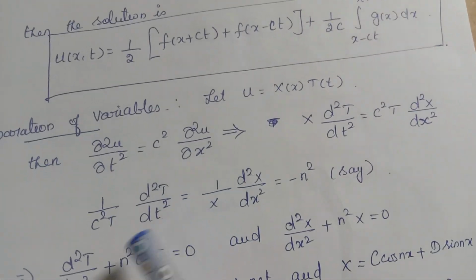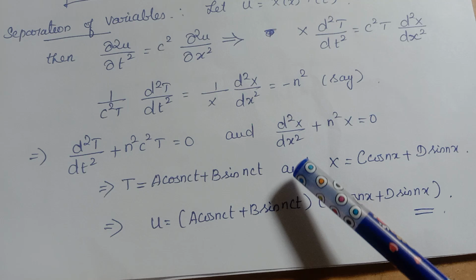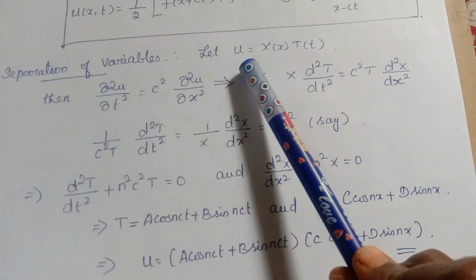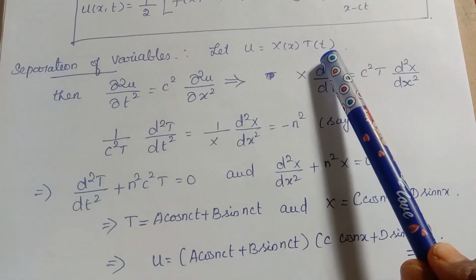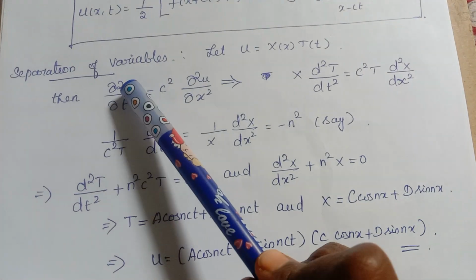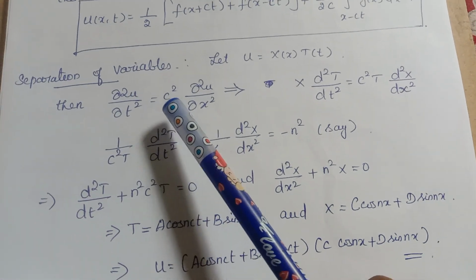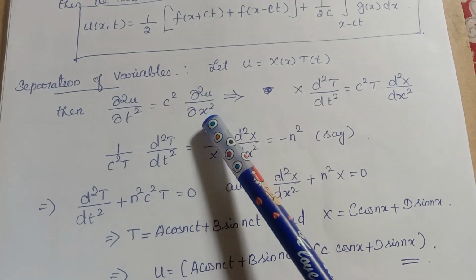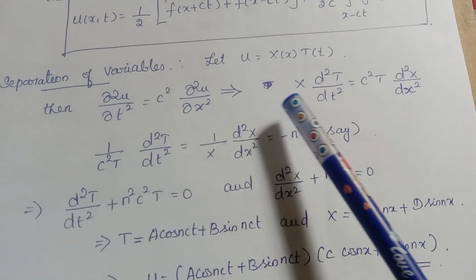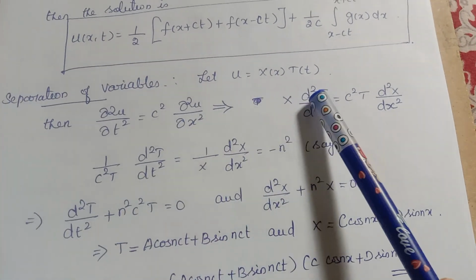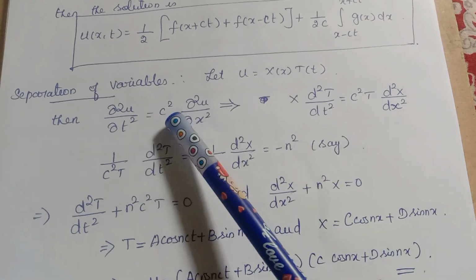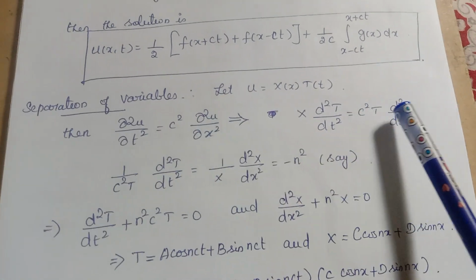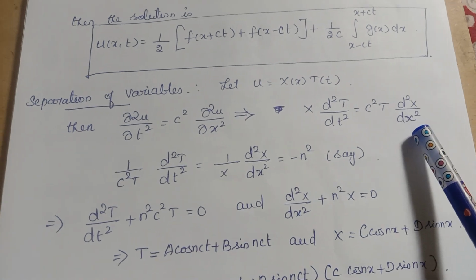Next I am going to find the solution by using the method of separation of variables. Let us take u = X(x) T(t). After differentiation I will get ∂²u/∂t² = c² ∂²u/∂x². This is the wave equation, no? So you substitute: X d²T/dt² = c² T d²X/dx².